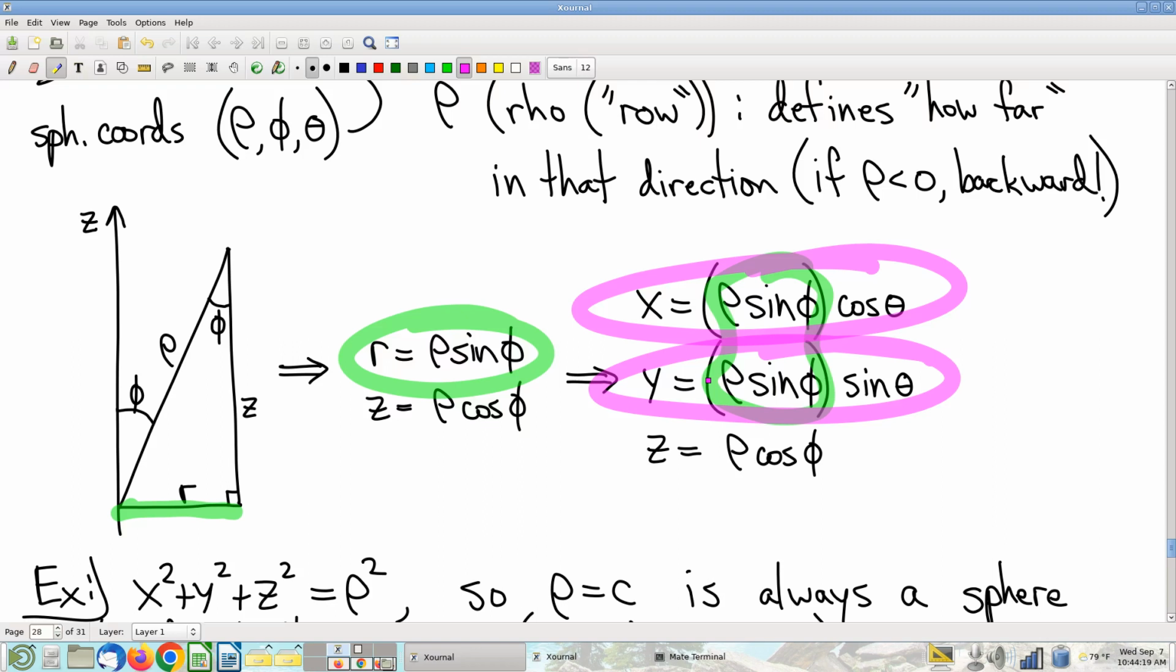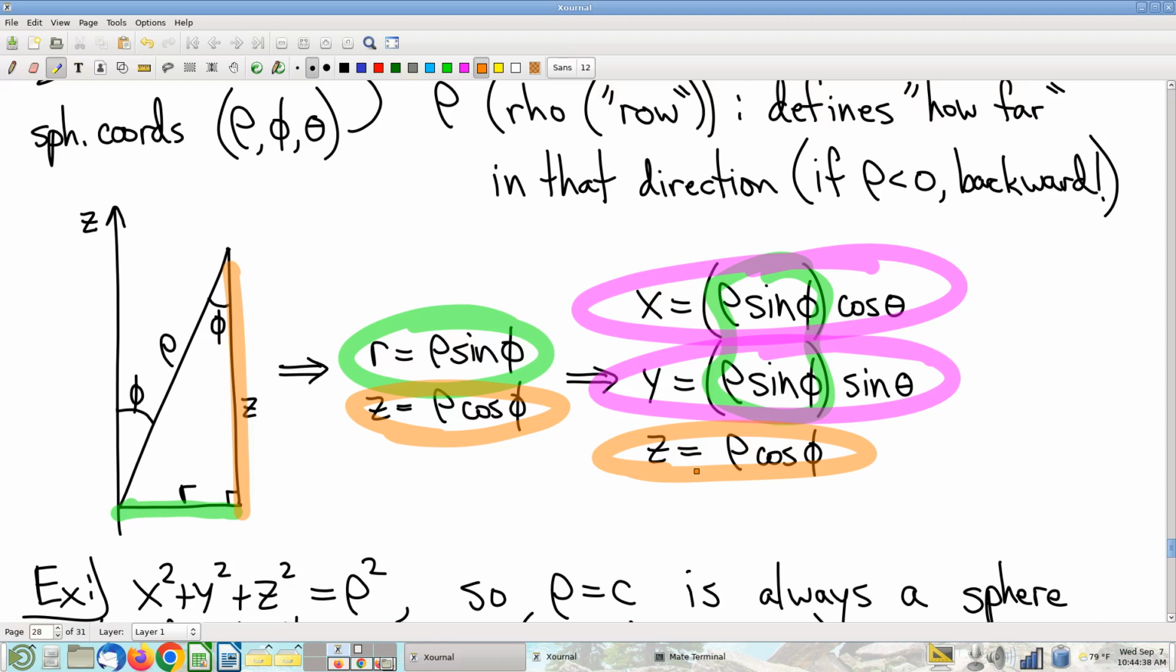Okay. And then, of course, now there's the other side of the triangle. This is rho cosine phi, and that is, of course, the other rectangular coordinate. So x, y, z, no problem. Here's the formulas. It all really comes off of this triangle, this real simple little triangle there.